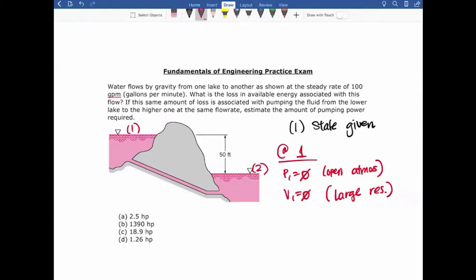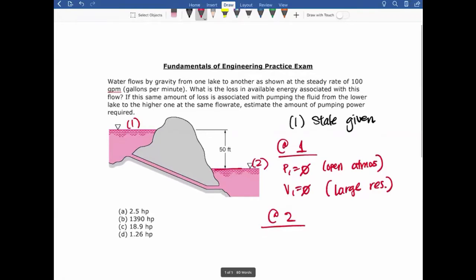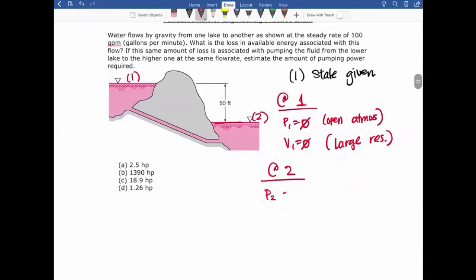Beautiful. Okay, so we are still stating our givens. P1 is open to the atmosphere, V1 is a large reservoir. If we set 2 to be our datum, then P2 is 0, again open atmosphere, and V2 is 0, again a large reservoir. In this case, Z2 will be 0 and Z1 will be 50 feet, okay?